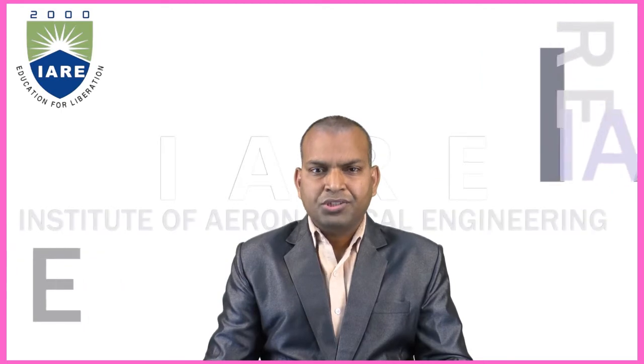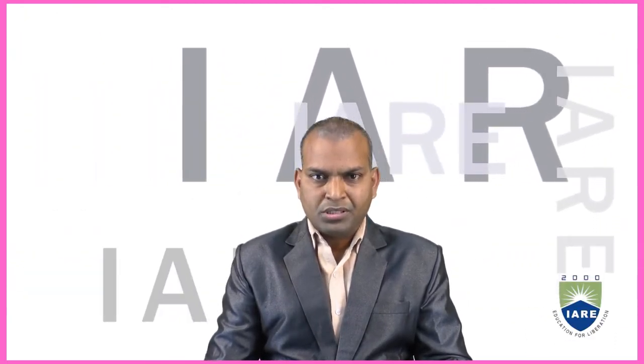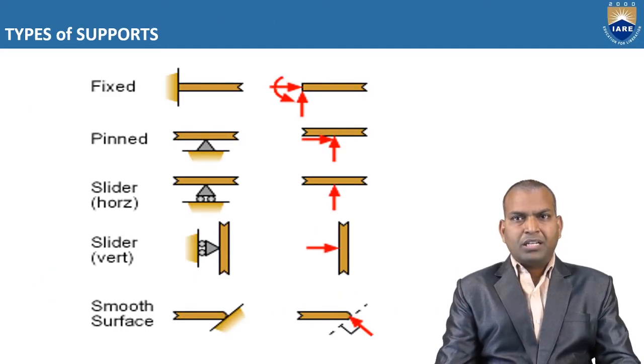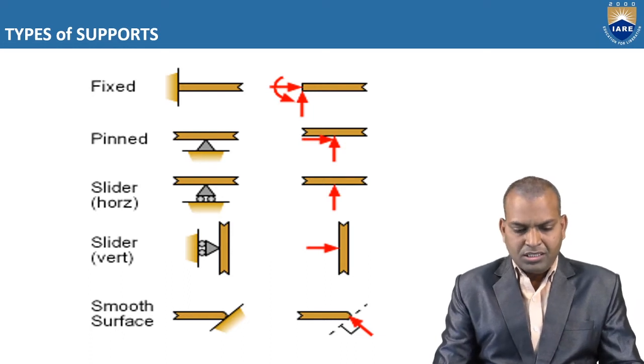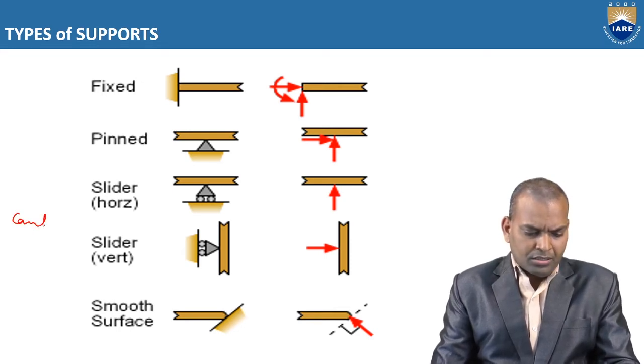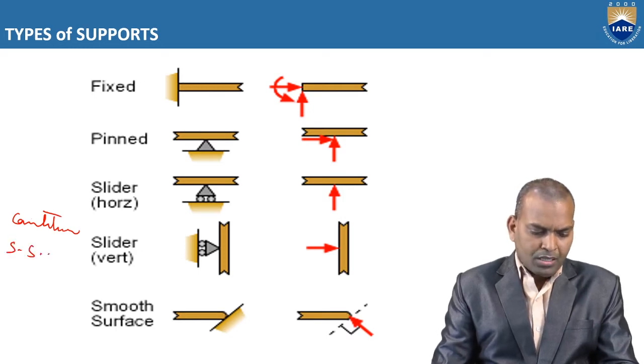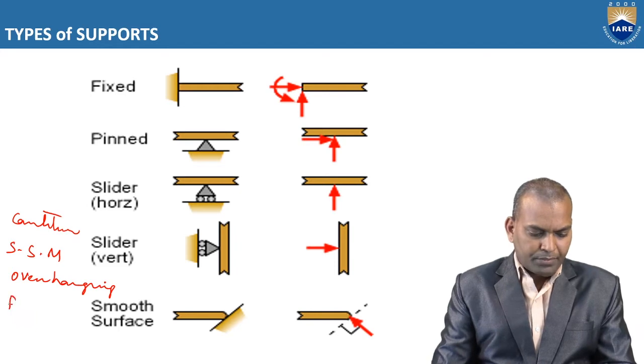Now in this lecture we are going to study the introduction of types of beams. Okay, let us see what the types of beams are. There are different types of beams. The types of beams are: cantilever beam, next one is simply supported beam, third one is overhanging beam, and finally the fourth one is fixed beam.